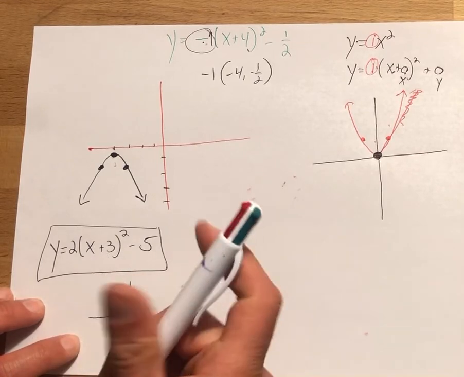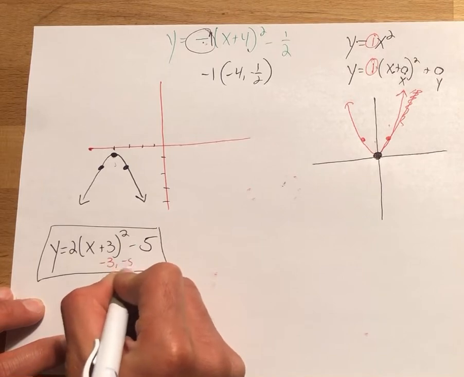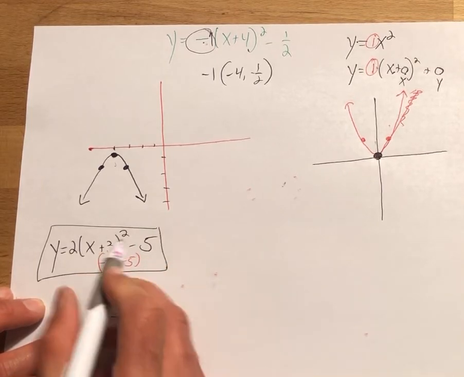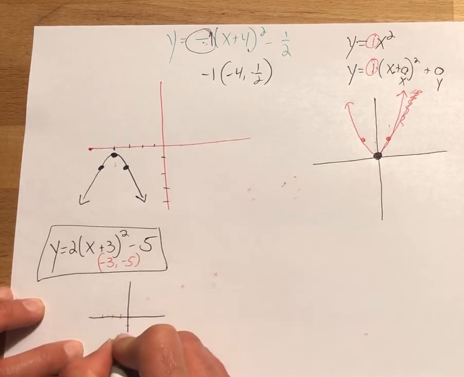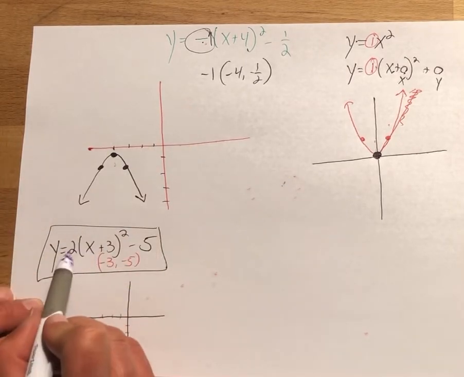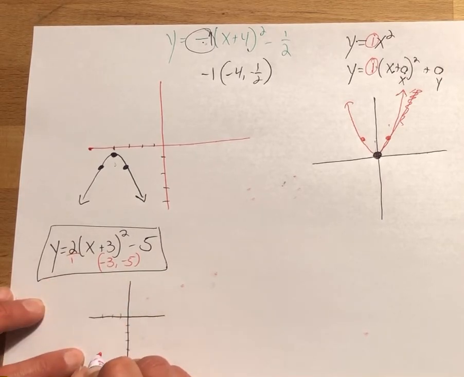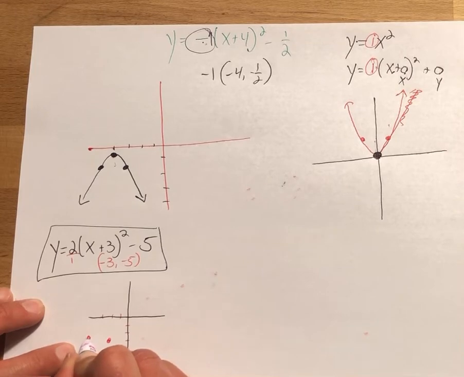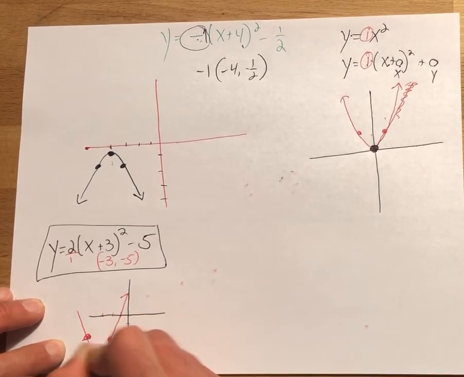So I'm going to find my vertex first, which is its opposite, negative 3, negative 5. Because it moves the opposite 3 units to the left, down 5. 1, 2, 3, 4, 5. Right here. Now, it's going to be facing upward because my shape is a positive. And I'm going to go 2 over 1. So up 2 over 1. Up 2 over 1 on the other side. And that's it. That's what I'm doing.